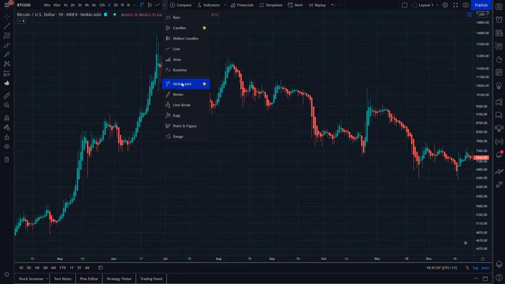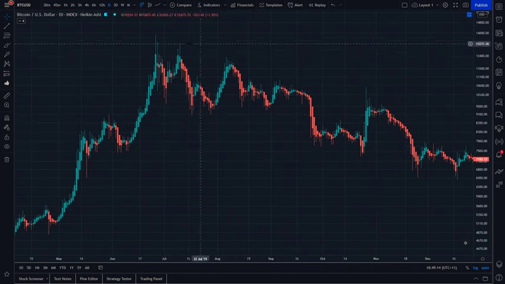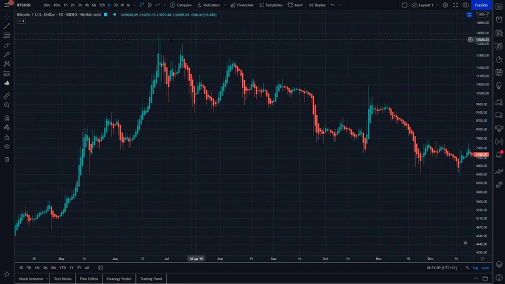Now taking a look at the Heikin-Ashi candles, which means average bar in Japanese. This Japanese candlestick chart basically just filters out the market noise so that we can see trends a lot easier. And the reason behind the Heikin-Ashi name is, once again, it's Japanese for average bar, and it is named that because of how they are calculated.